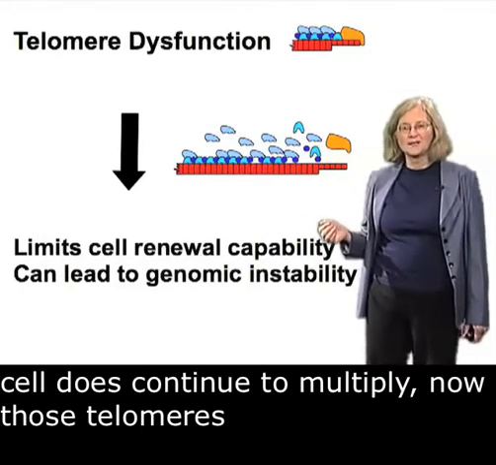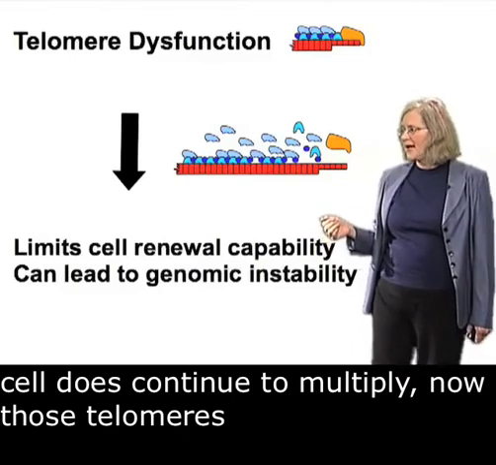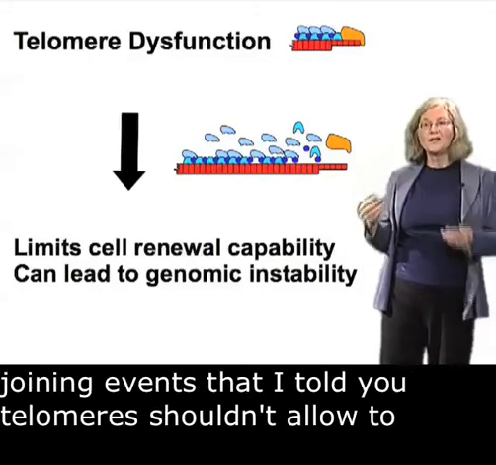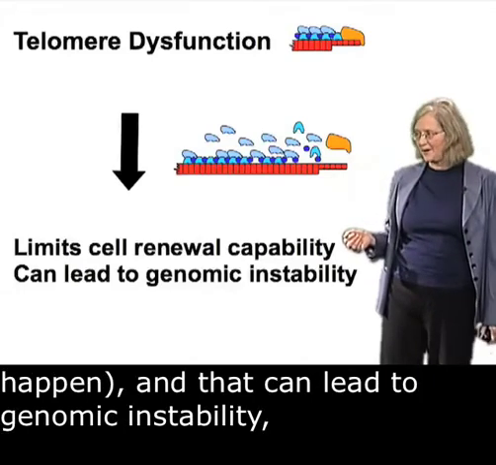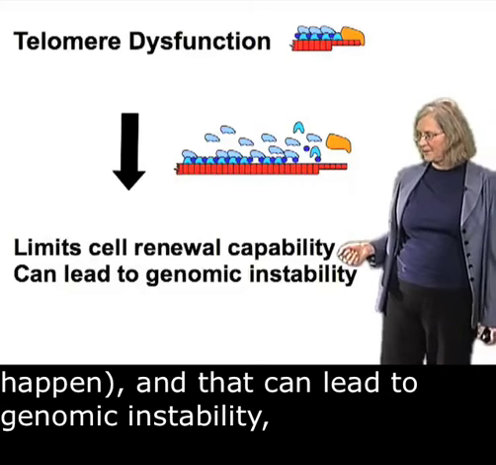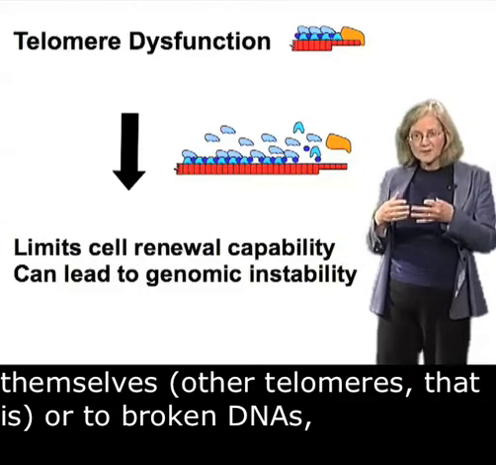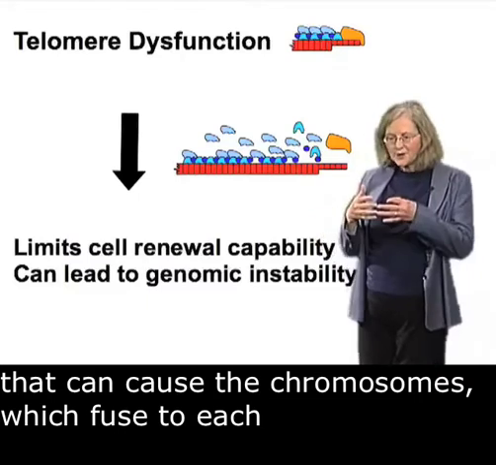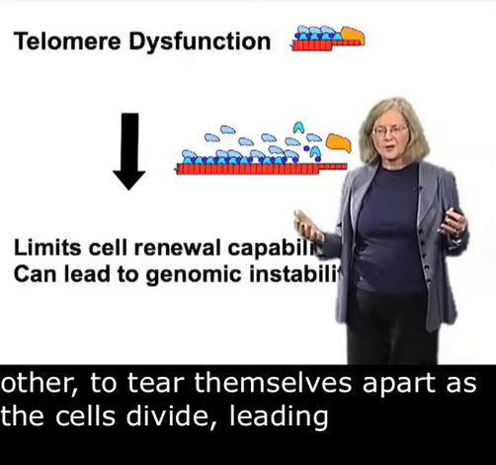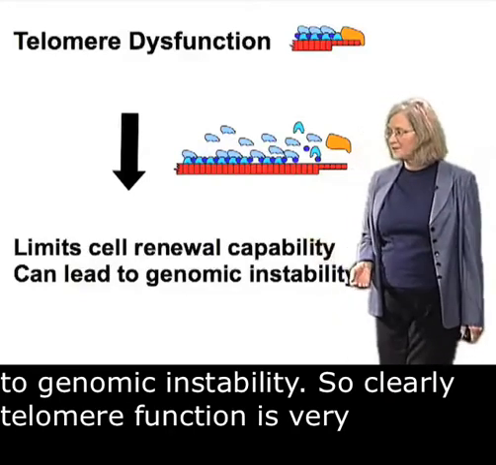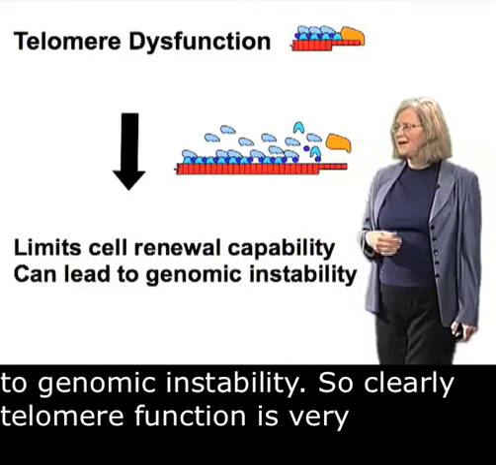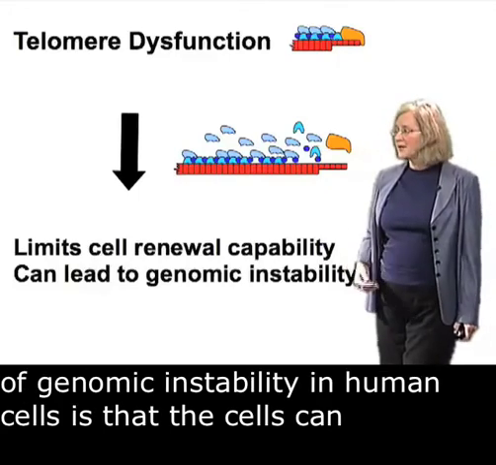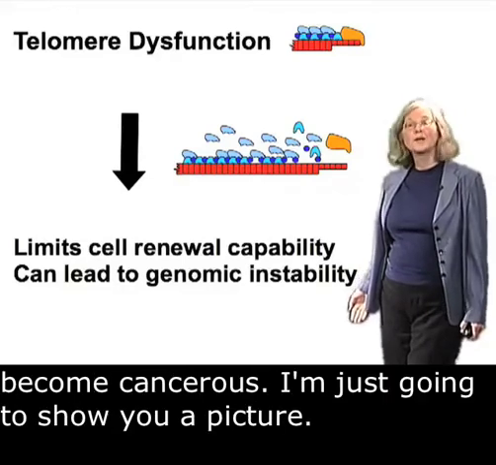If by chance the cell does continue to multiply, now those telomeres become subject to the very kinds of fusions, the DNA joining events that I told you telomeres shouldn't allow to happen. And that can lead to genomic instability, because the end-to-end joining of telomeres to themselves, other telomeres that is, or to broken DNAs, can cause the chromosomes, which fuse to each other, to tear themselves apart as the cells divide, leading to genomic instability. So clearly, telomere function is very important for cells. And in fact, one of the consequences of genomic instability in human cells is that the cells can become cancerous.